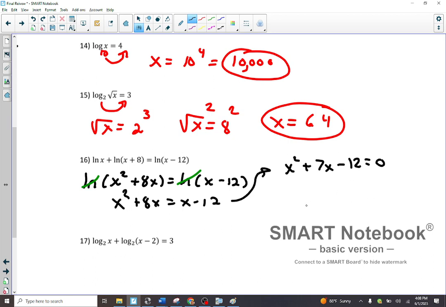So things, wait a second. Oh, plus 12. She's a hot one out here.